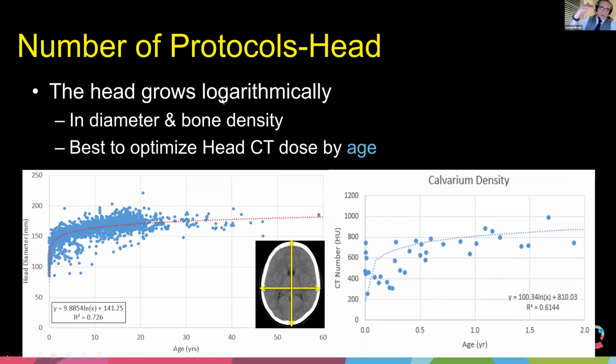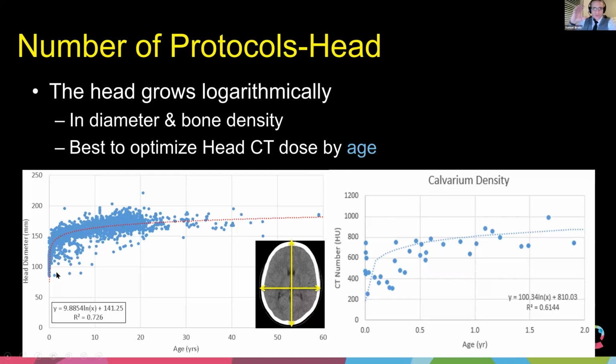All right, so transitioning now. We've talked about appropriateness, we've talked about setting up protocols based on clinical indicators. Now let's get into how we set up the protocols for proper dose optimization. So Tanya mentioned this, and I'm just going to demonstrate through this with some data here.